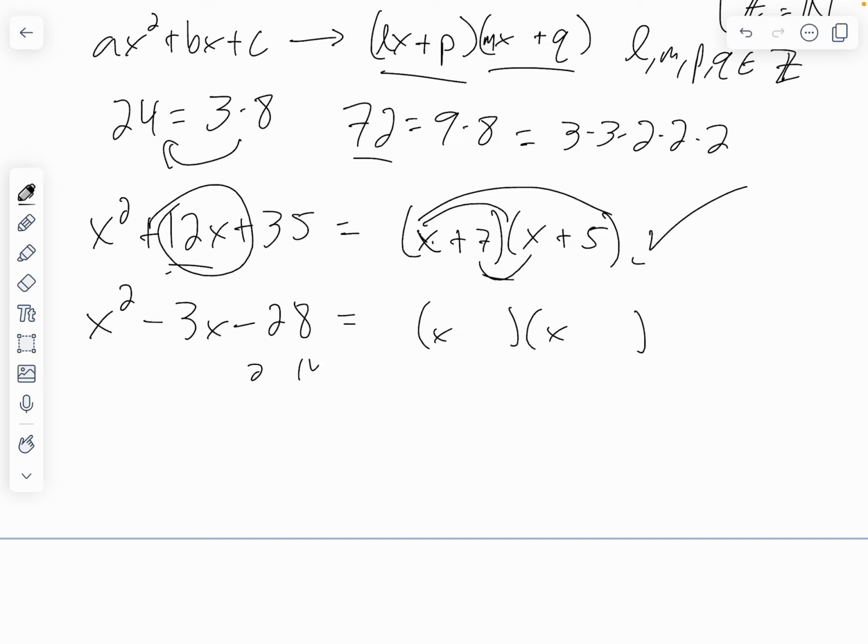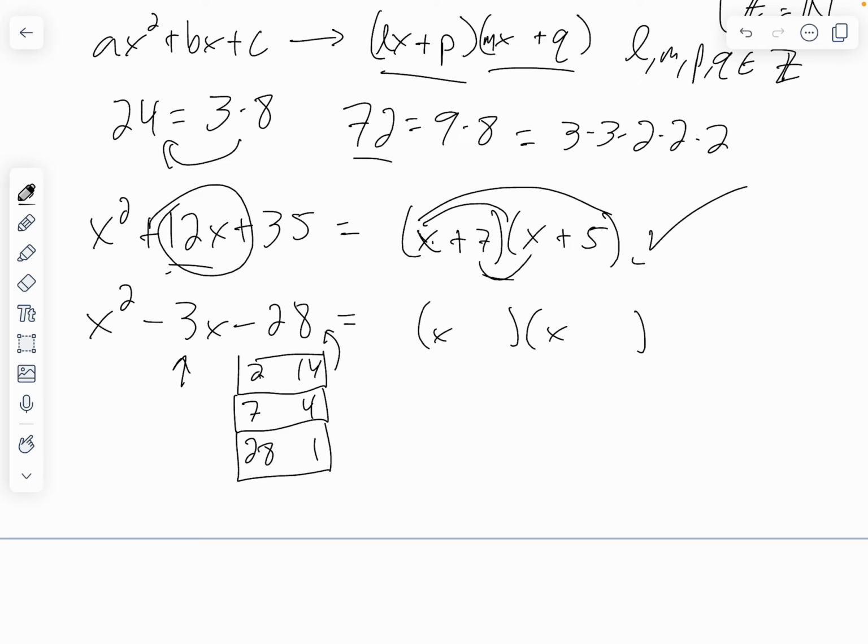It could be 2 and 14. It could be 7 and 4. It could be 28 and 1. I think that's all that can be. So what I'm doing is I'm looking at these. I'm trying to see which one can I make a 3 out of, right? I'm trying to make this 3x in the middle here. So they're going to multiply to 28, but they need to somehow add or subtract to make a 3.